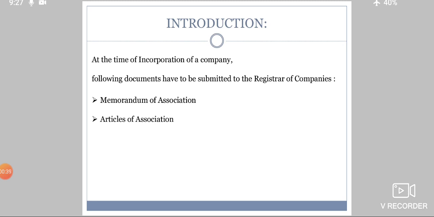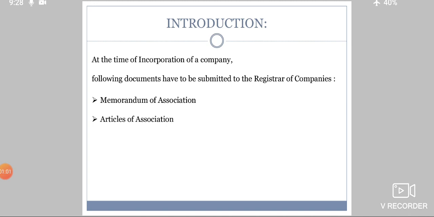See, at the time of incorporation of a company. Now, what is incorporation? See, incorporation is the legal process used to form a company. Okay, to form a company you have to follow certain legal process and procedures, that is known as incorporation.